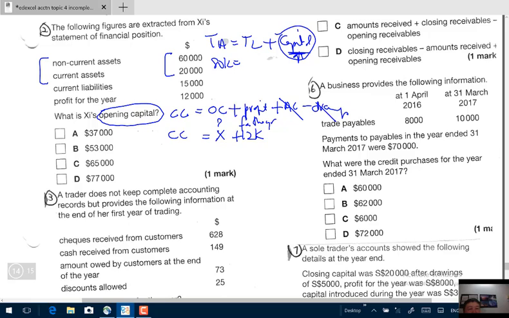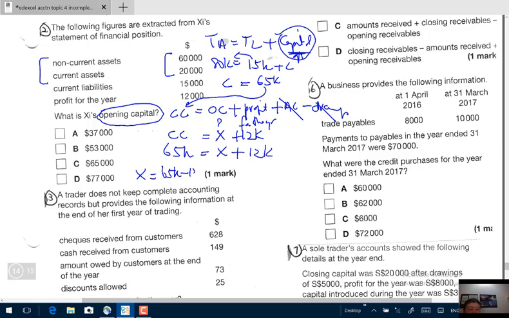My total assets here will be 60 plus 20, 80K. That equals current liability, 15K, plus C, which is the closing capital. Therefore, my closing capital is 80K minus 15K, 65K, which I bring in here. So 65K equals X plus 12K profit. Therefore X is 65K minus 12K. Got it? And so your answer should be 53,000. So your answer is B. Cool? These two equations are very, very important. I told you already, and you can see how they ask you in the exam.